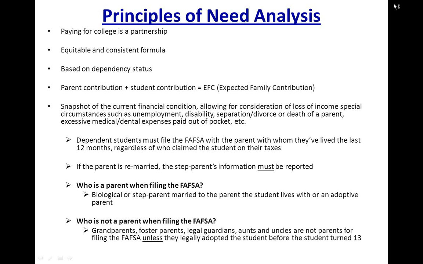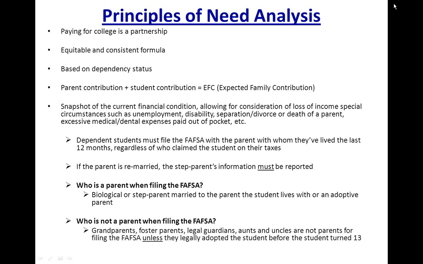This allows for consideration of loss of income due to special circumstances such as unemployment, disability, separation, divorce, or death of a parent, excessive medical or dental expenses paid out of pocket, etc. These special circumstances cannot be indicated on the FAFSA. Most financial aid offices have a special form and require specific documentation for this process.